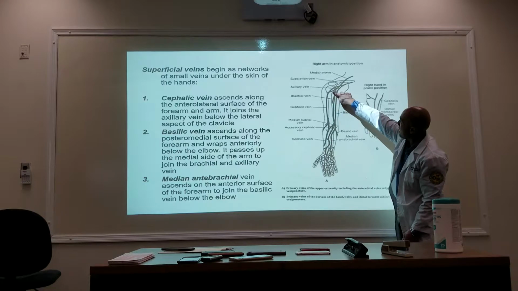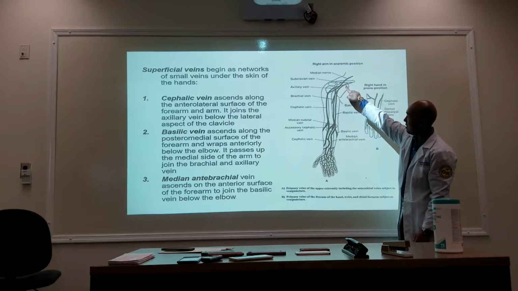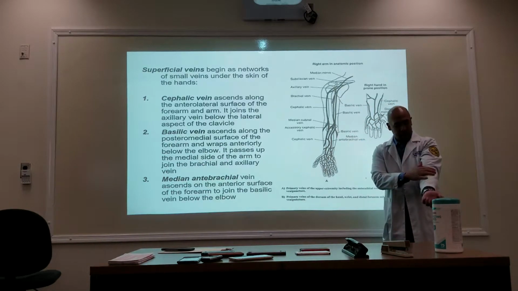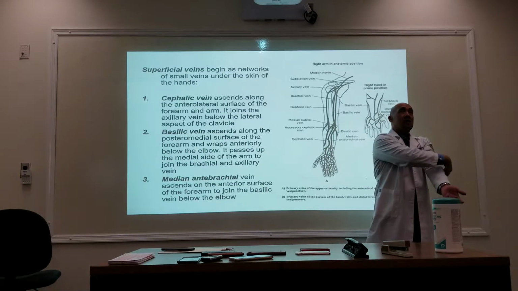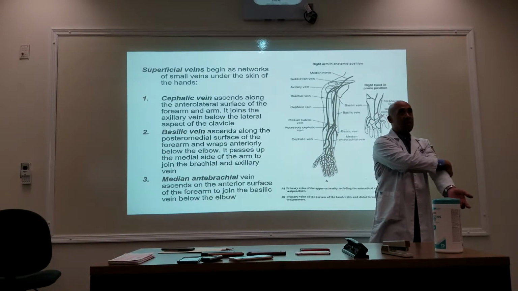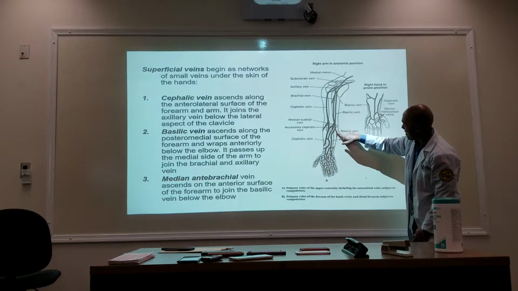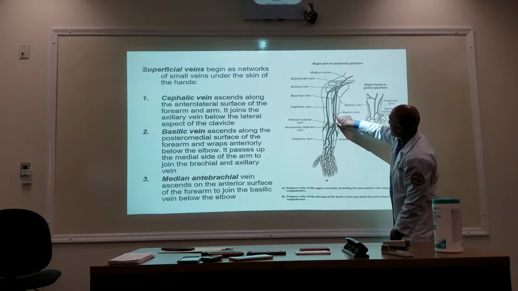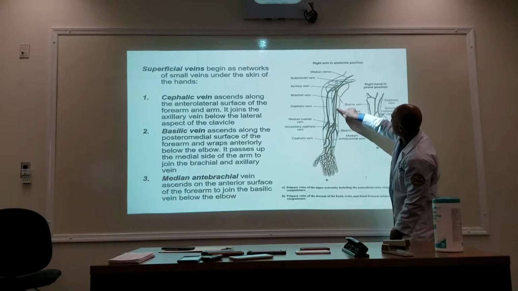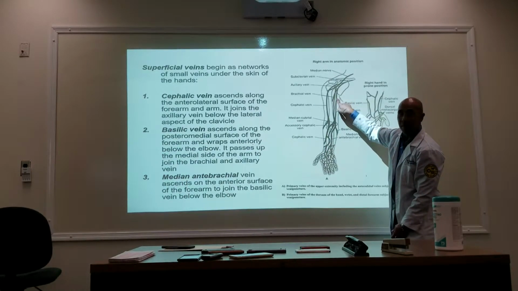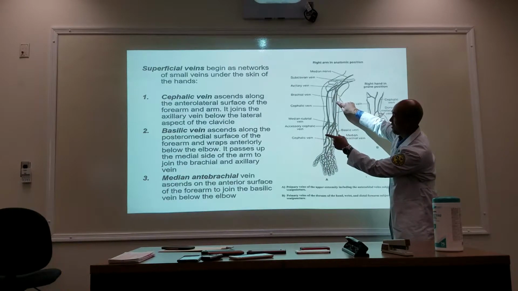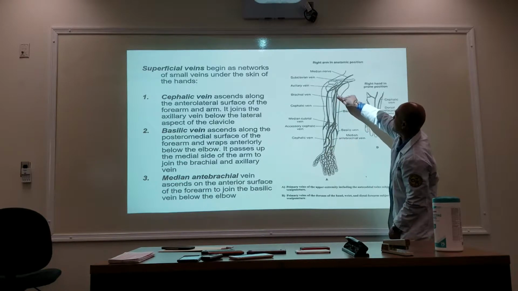It connects with the axillary and then the subclavian vein. Okay, next one here is the basilic vein. The basilic vein starts off in the posterior aspect, and it wraps around anteriorly, around where the elbow is. It comes up, and then it connects here to the upper basilic vein. So it goes up this way. So it ascends along the posteromedial surface, wraps anteriorly below the elbow, and it passes up medially up the arm. Oh, and also connects to the axillary up here too.